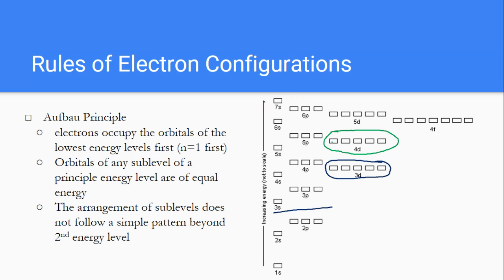We do need to know that within the 4D, all of these are equal to each other, because Aufbau says you have to put them in the lowest energy first. So if one of these had less energy than another, we would need to know it. But what this means is it's fair game. They could go in any of them in the 4D at the same exact time.